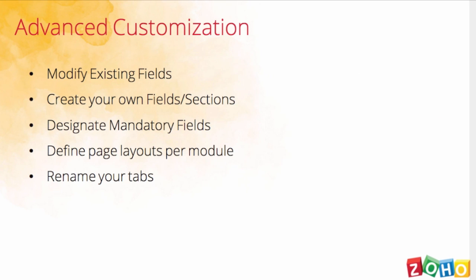Any of the existing fields that you see inside Zoho CRM, you can modify those, you can change their names, you can even change the names of the modules that you see when you log into your CRM. So for example, if you don't call a lead, you call it a prospect, you could change the name of that module to prospect just so that it's familiar within your company and your employees recognize what they're supposed to do inside that module.